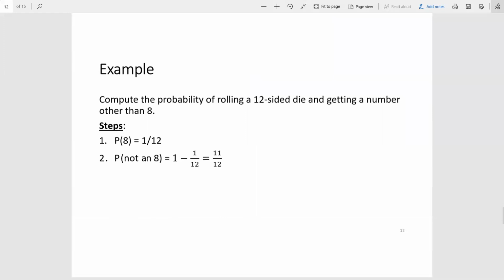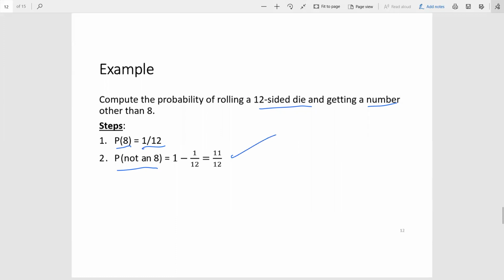Now, suppose you had a 12-sided die. What's the probability of getting a number other than 8? Well, first of all, you can do it this way. The probability of getting an 8 is 1 out of 12, so the probability that you don't get an 8 is 1 minus 1/12, which is 11/12.